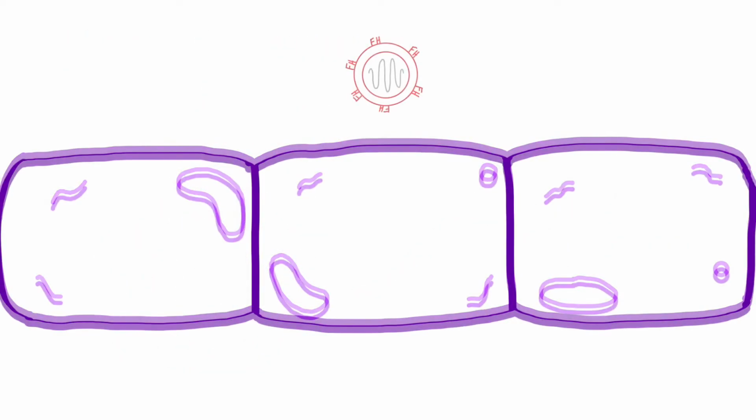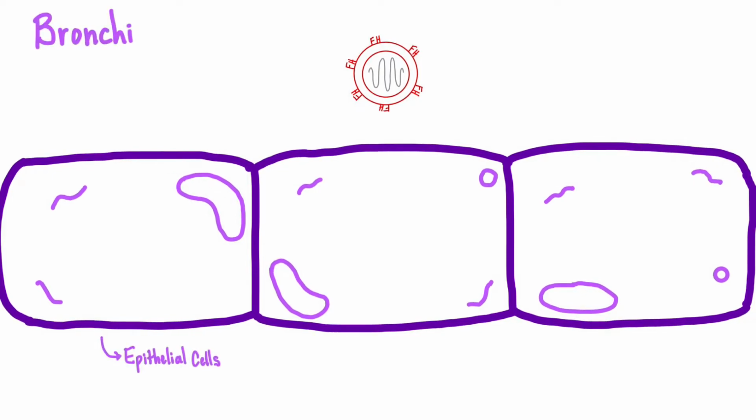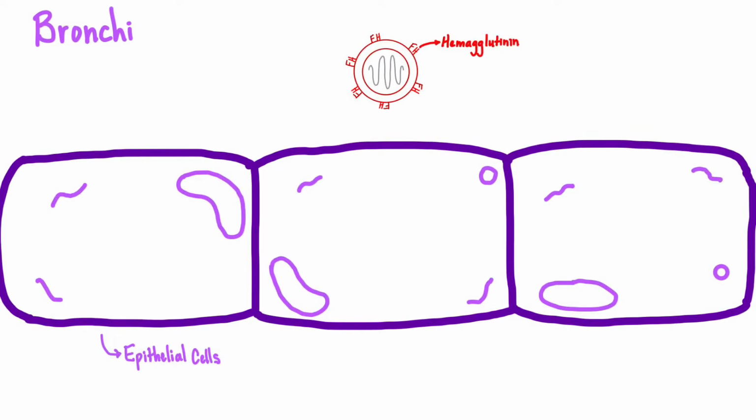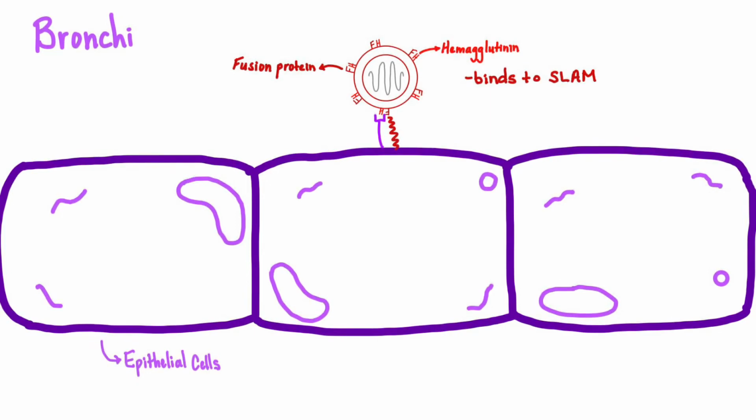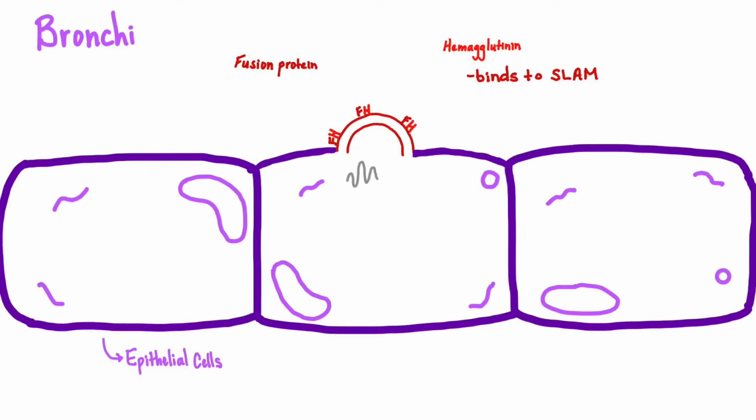As the measles virus enters the body and travels towards the mucosa, it will start to infect the epithelial cells in the bronchi. A protein on the virus's surface, called hemagglutinin, binds to a target receptor in the host cell. Within the primary source I found, this was identified as signaling lymphocyte activation molecule, or SLAM. Once the virus is bound to the cell surface, the fusion protein helps the virus fuse with the cell membrane. It then enters the cell.